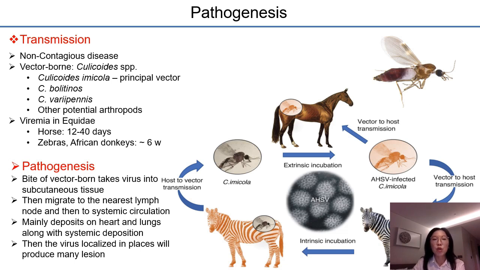The pathogenesis: a bite of the vector takes the virus into subcutaneous tissues, then it migrates to the nearest lymph node and then to systemic circulation, going to the viscera. It mainly deposits in the heart and lungs along with this systemic deposition. Then the virus localized in those places will produce many lesions, just like that.